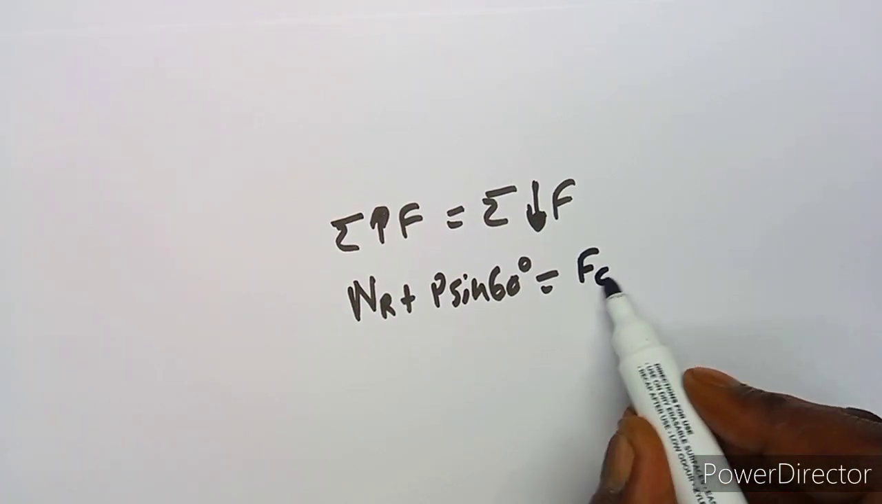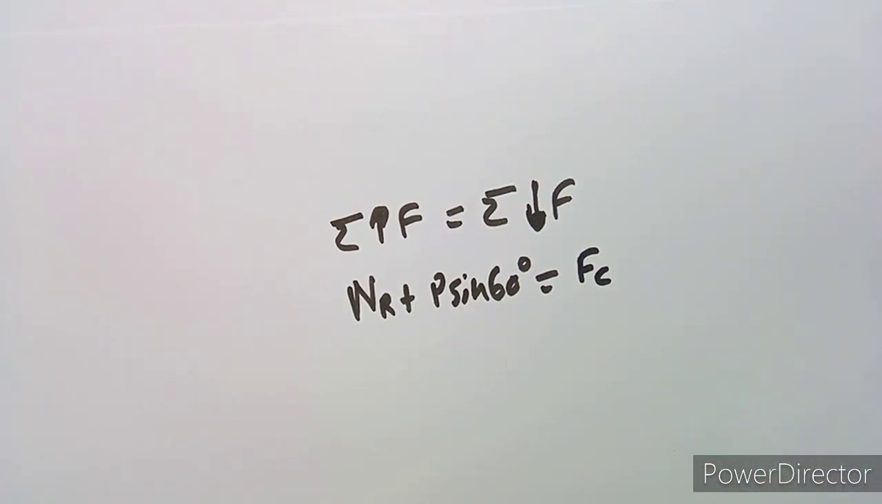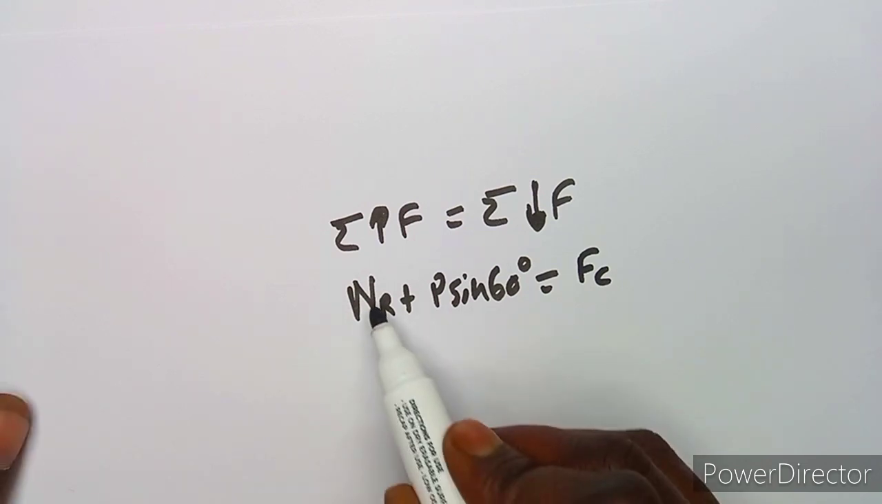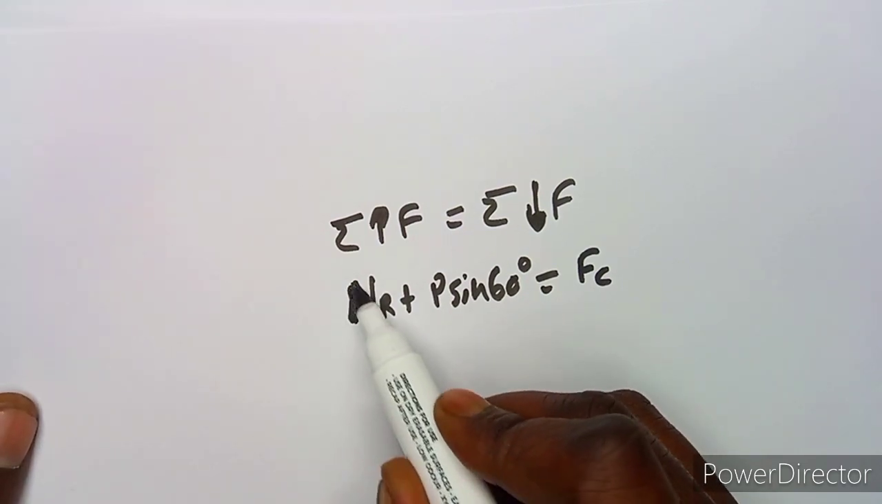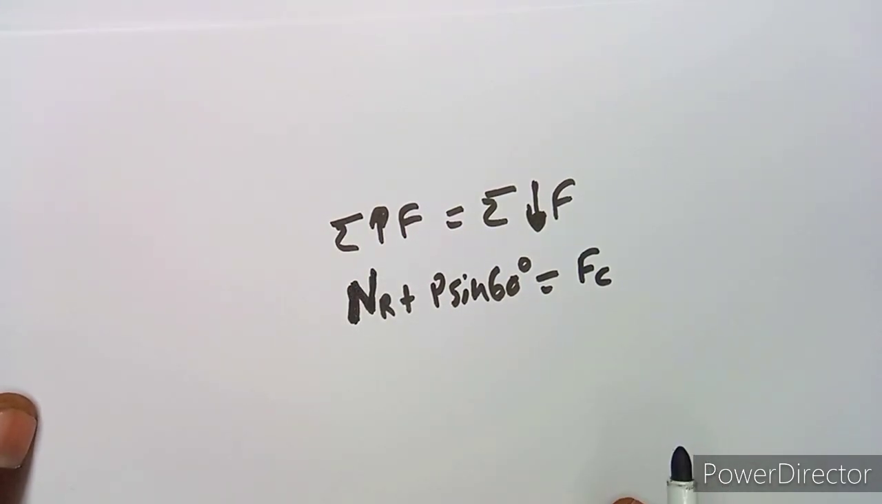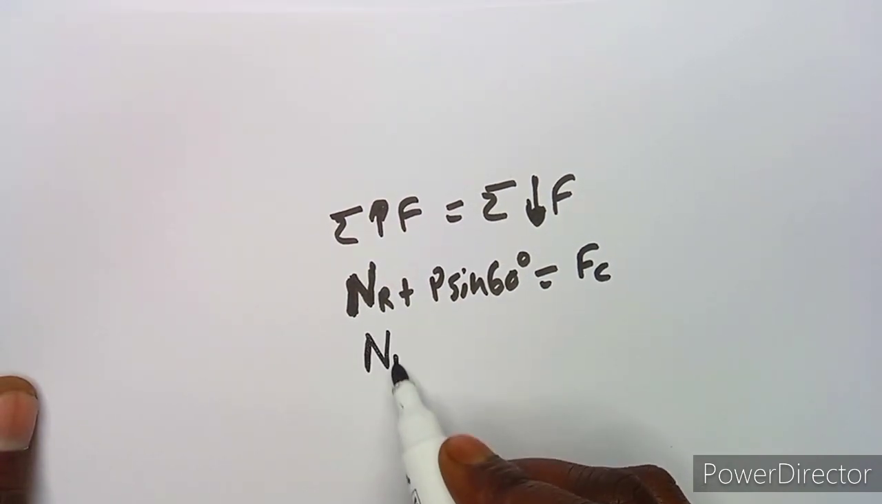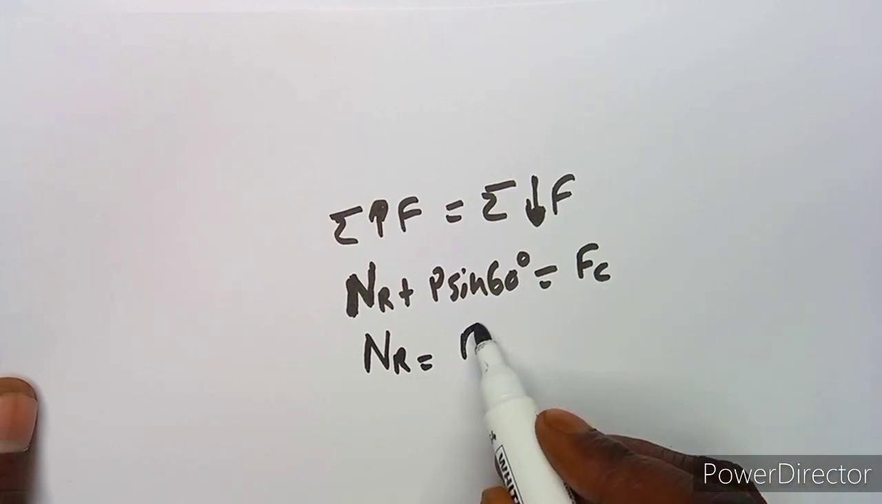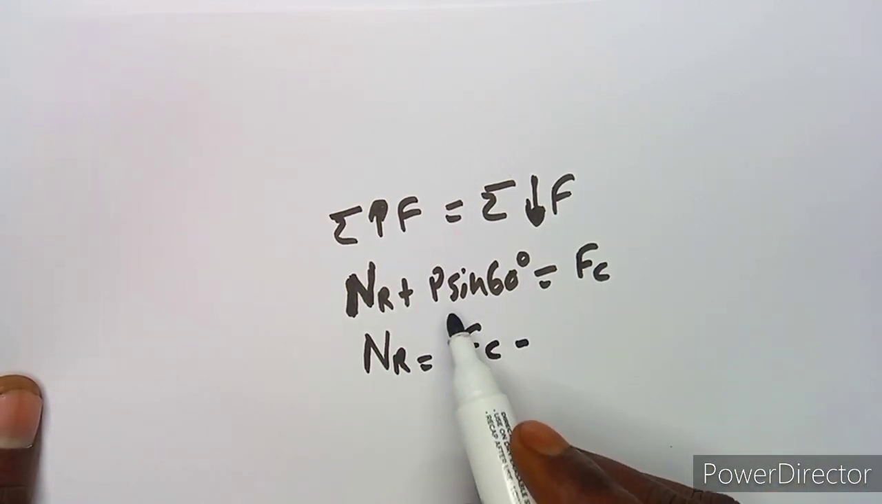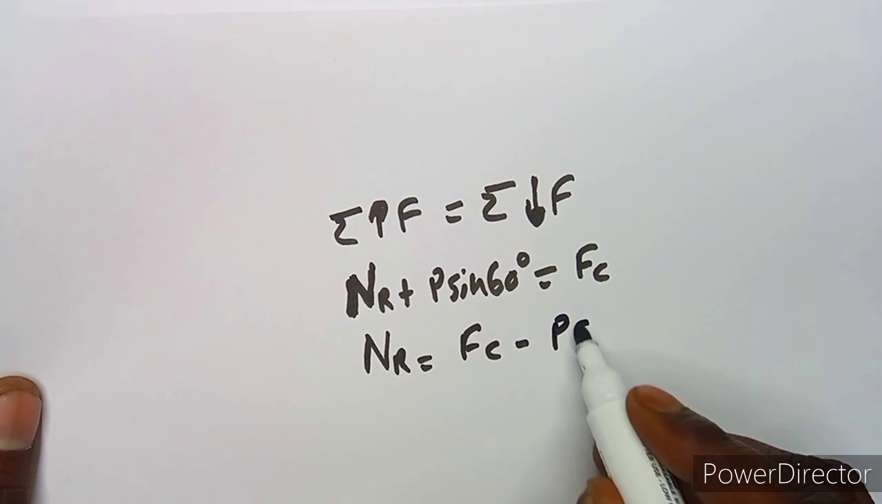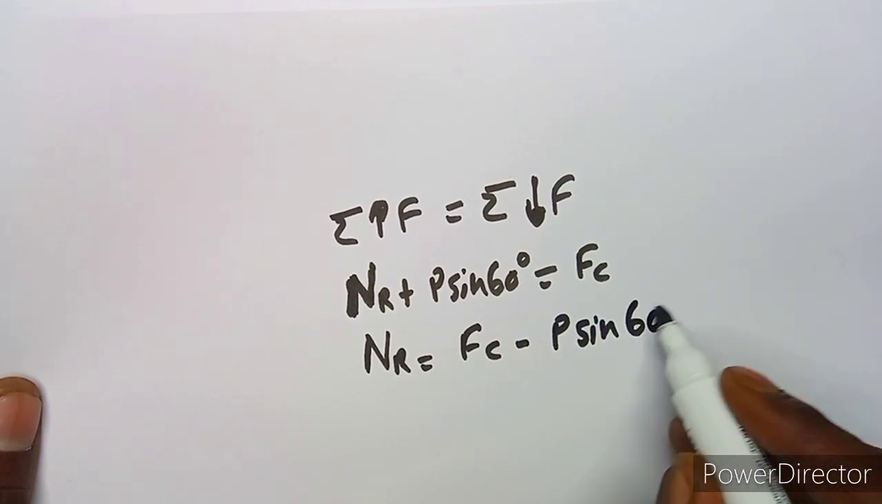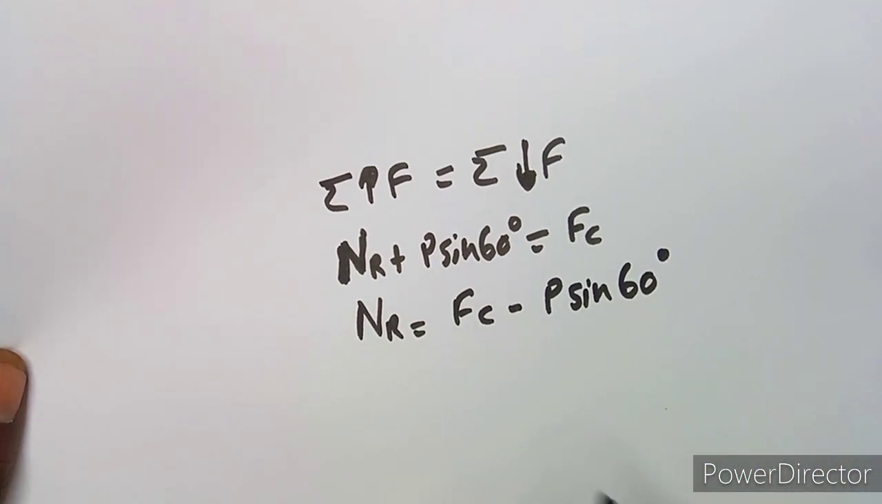So this will be equal to FC. Since we want to find this NR, the normal reaction, let us make it the subject of the formula. So NR is equivalent to FC minus p sine 30. So it's going to be p sine 60 degrees, sorry, not 30 but 60.